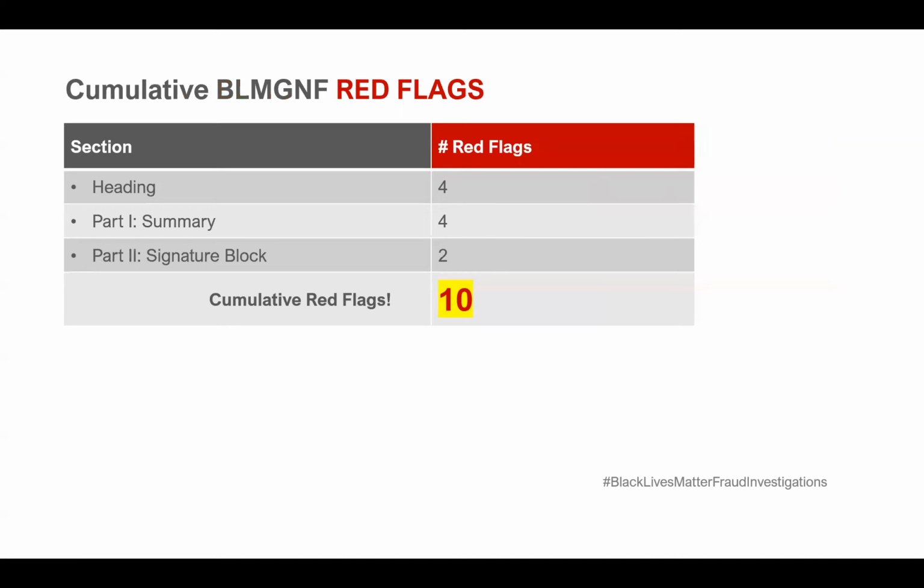Cumulative red flags. The heading section had 4 red flags. Part 1, the summary, had 4 red flags. And Part 2, signature block, had 2 red flags, according to my interpretation, for a total of 10 red flags so far. And we are still on page 1 of the Form 990 information return for the Black Lives Matter Global Network Foundation that is submitted for the year 2020, but submitted in 2022.